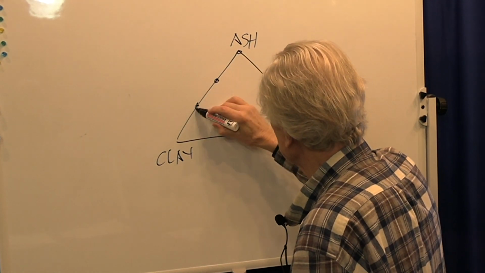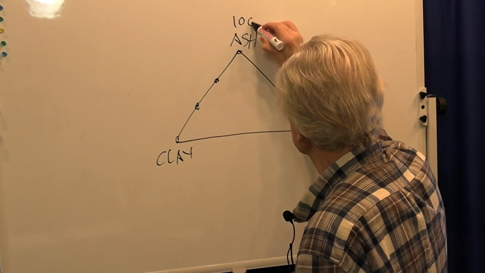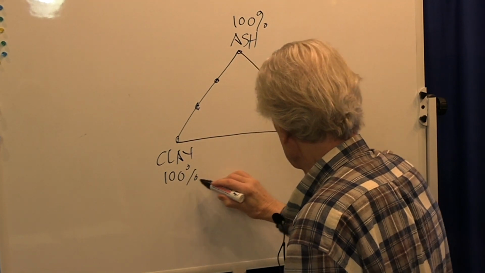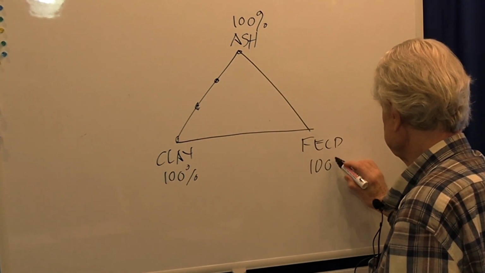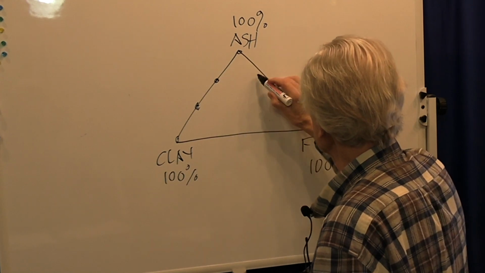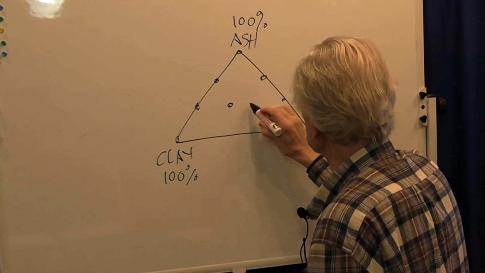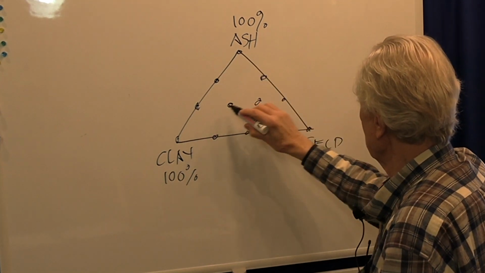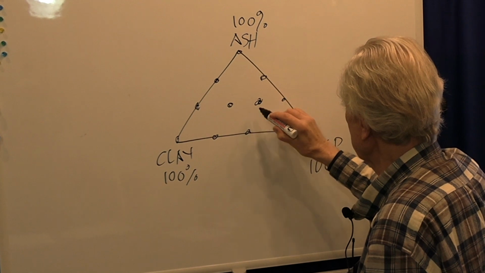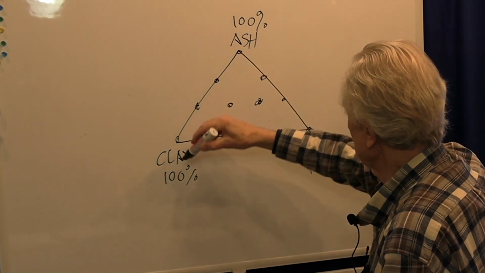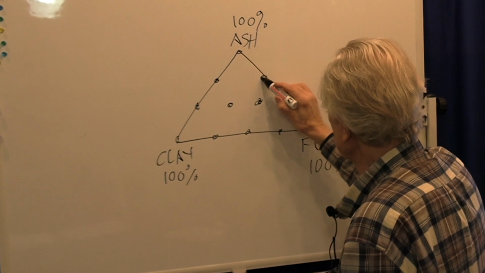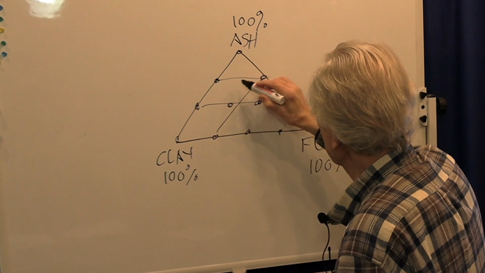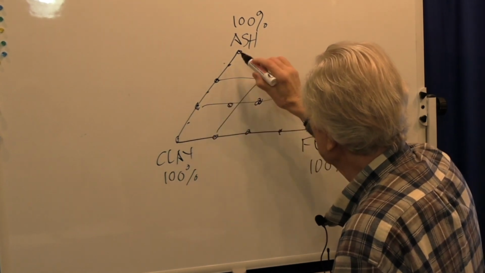What this does is I can set up a composition diagram. So this represents 100% ash, and this represents 100% clay, and this represents 100% feldspar. And what this diagram is representing is all the possible combinations of composition. I've just shown 10 of them here, 1, 2, 3, 4, 5, 6, 7, 8, 9, 10. So this point here represents a certain proportion of ash and clay and feldspar. And I can draw the lines in, and I can make smaller subdivisions. This is just a way of diagramming.